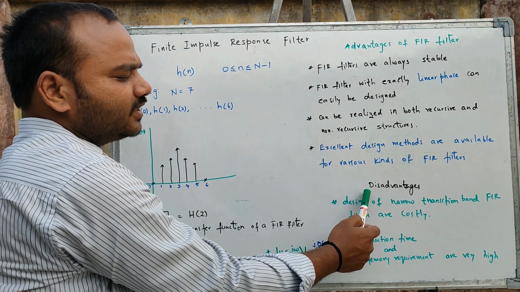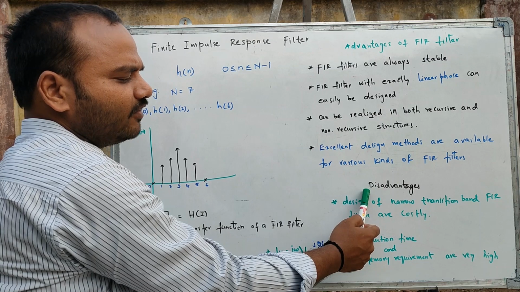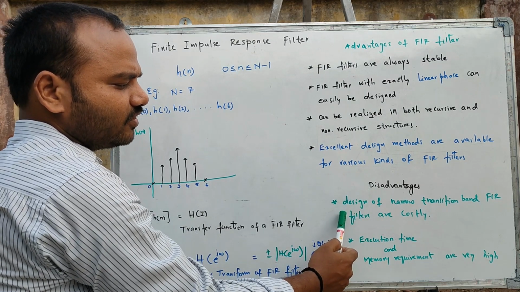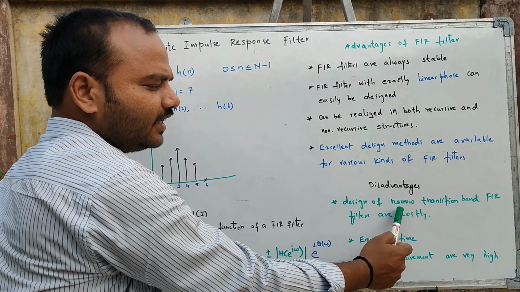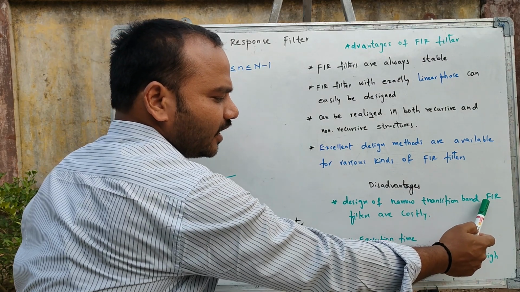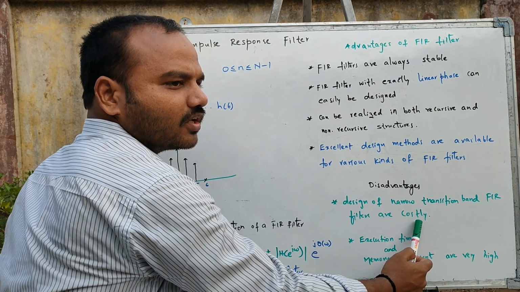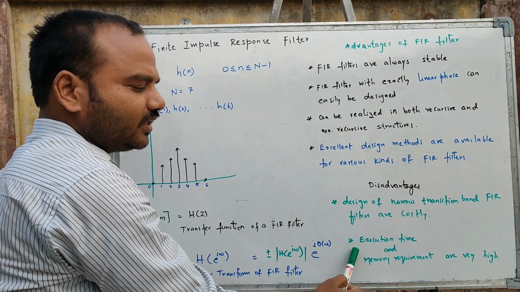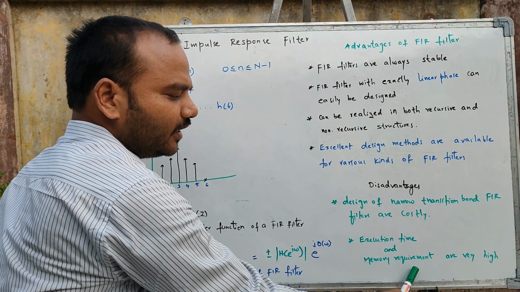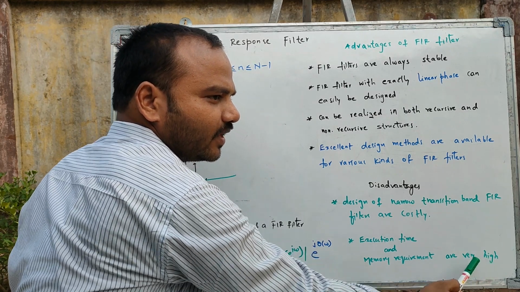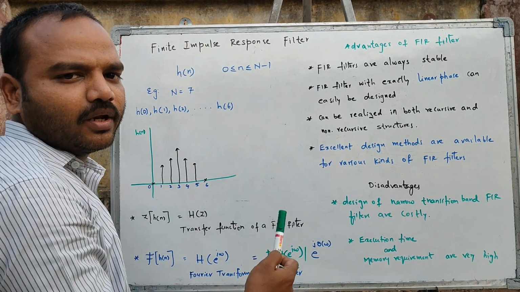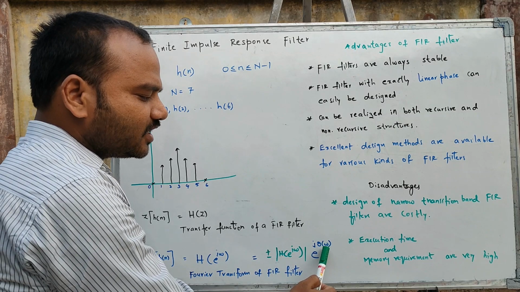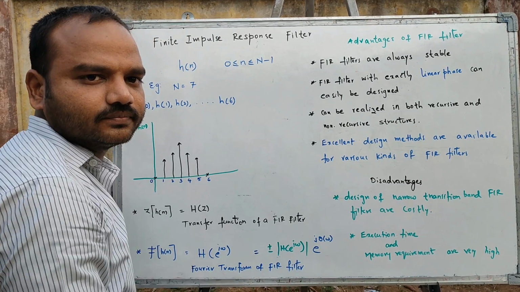There are disadvantages associated with FIR filters. The first one is that the design of narrow transition band FIR filters is costly. The second disadvantage is that execution time and memory requirement are very high. In the next session, I will explain linear phase FIR filters.